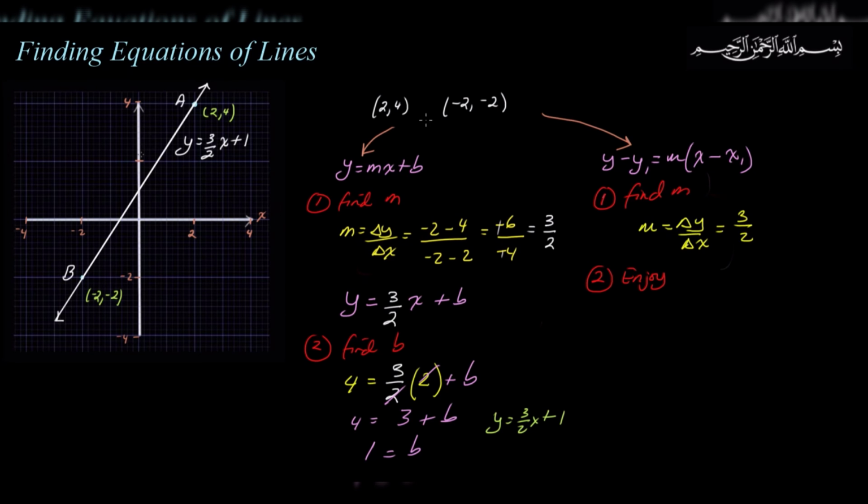In the point-slope form, all you need is a point on the line and the slope, and you've got it. You're already given not just one point, you're given two points. So we substitute any one of these points.